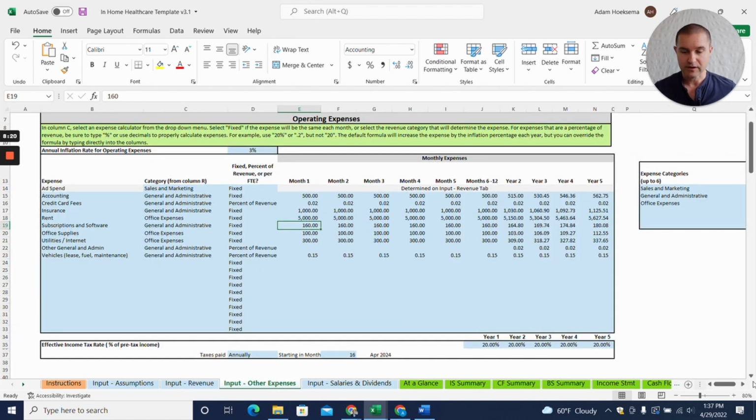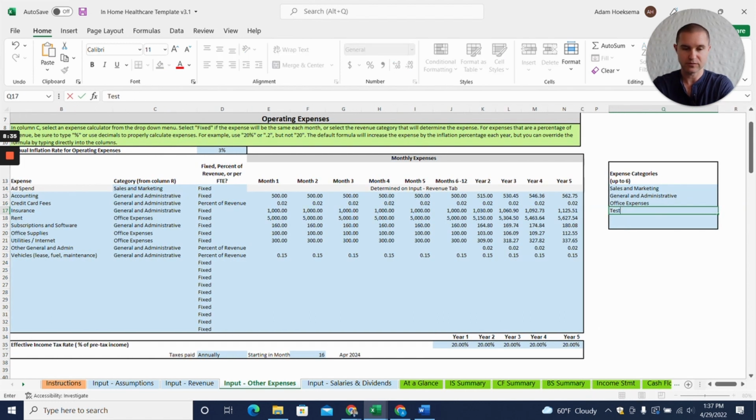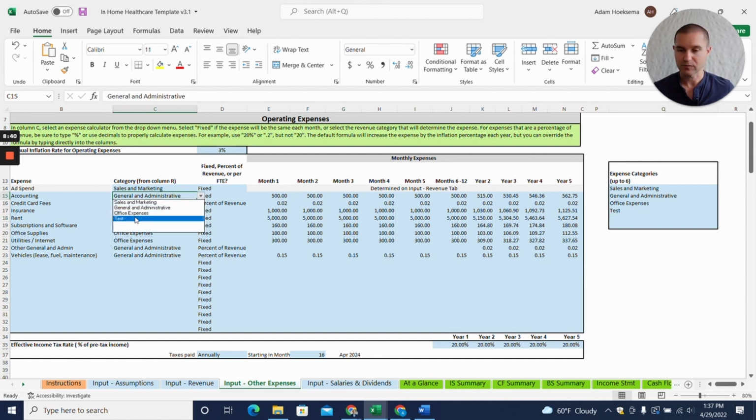Now we'll jump over to our Input Other Expenses tab. And what you'll be able to do here is add specific expenses that you'd like. And then you can also categorize these expenses, and you can add more categories right over here. So there's some slots if you want to add some more categories. So for example, if we add a test category, and then from this drop down, we'll be able to see test is now an option. So delete that for now.